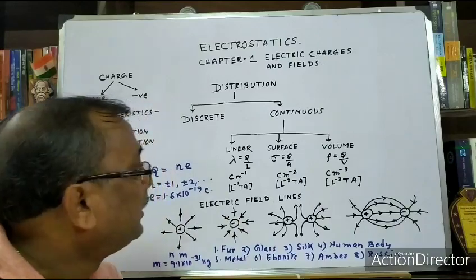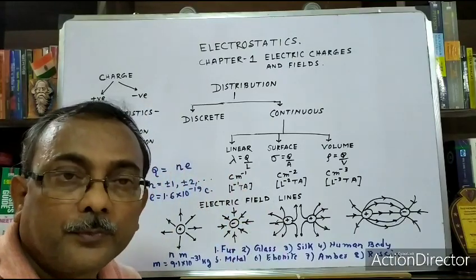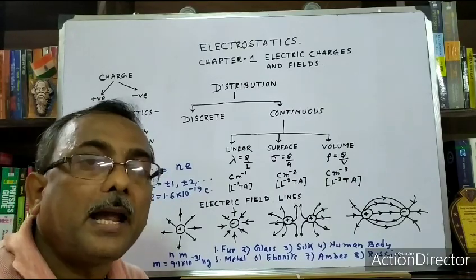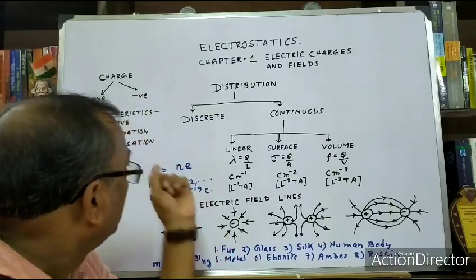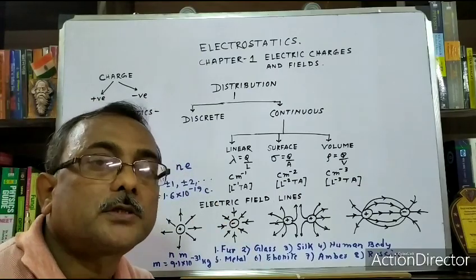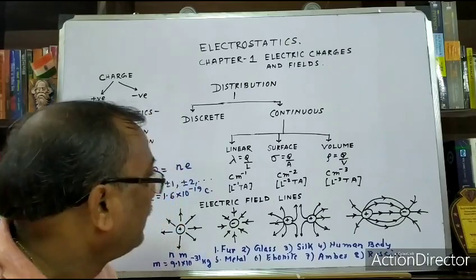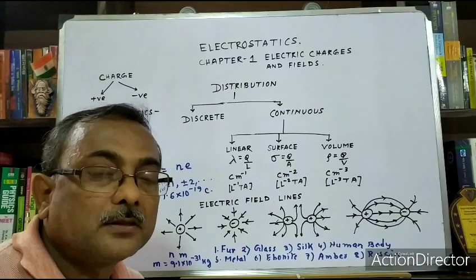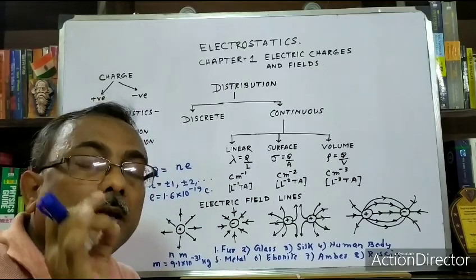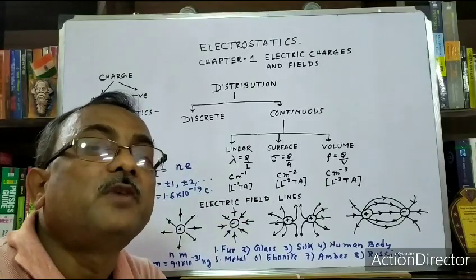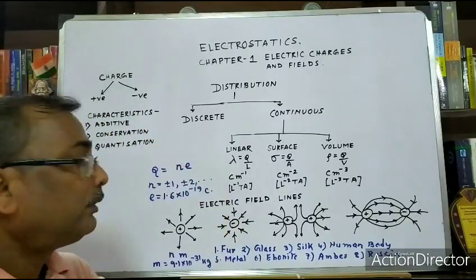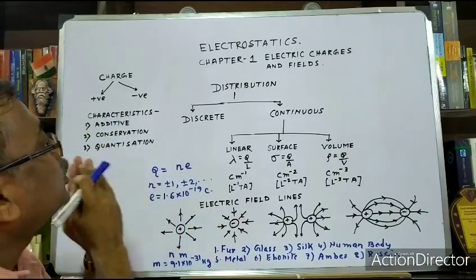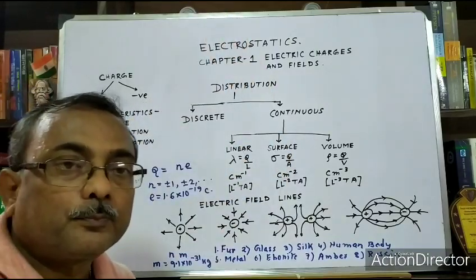Once again I repeat. The first one is the additive nature, meaning for a system of charges the total charge is simply the addition of all the charges. Second, the conservation: for an isolated system, total charge always remains conserved. And the very important characteristic is quantization of charge, meaning the charge of a body is always some integral multiple of the smallest value of charge, which is the charge of an electron.